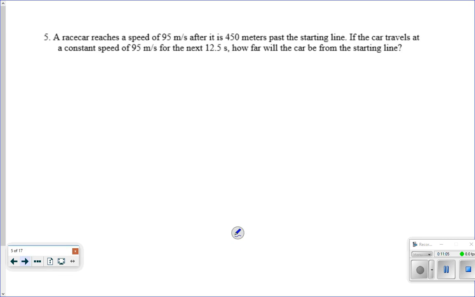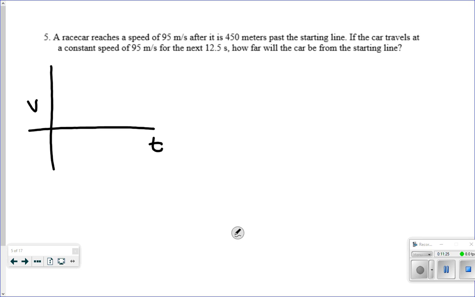Okay, new question. Oh, let's go back to black. I kind of like that color. All right, a race car reaches a speed of 95 meters per second after it's 450 meters past the starting line. I'm going to begin with a VT graph here because we figure everything out with a VT graph, and I don't have to worry too much about it being perfect.